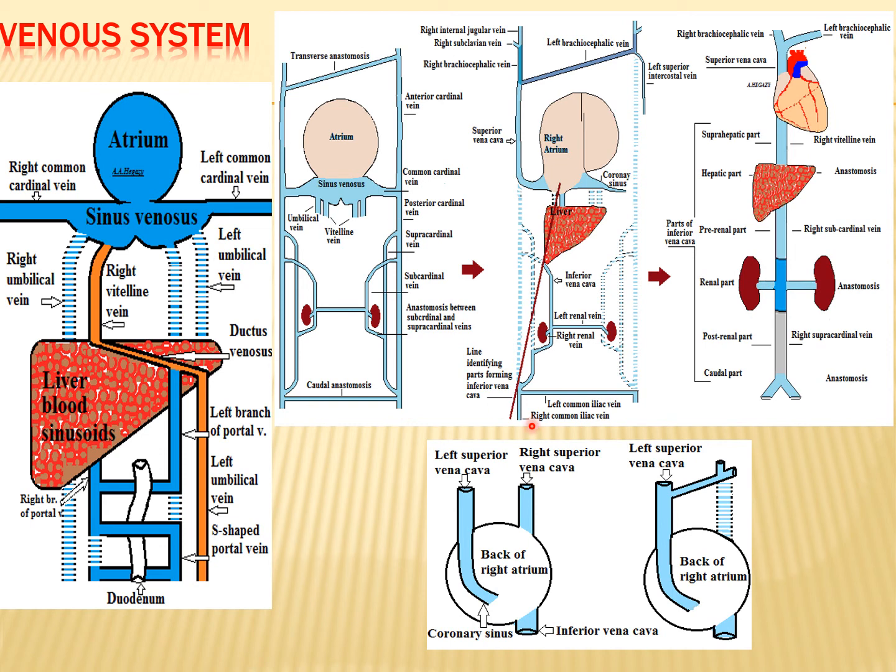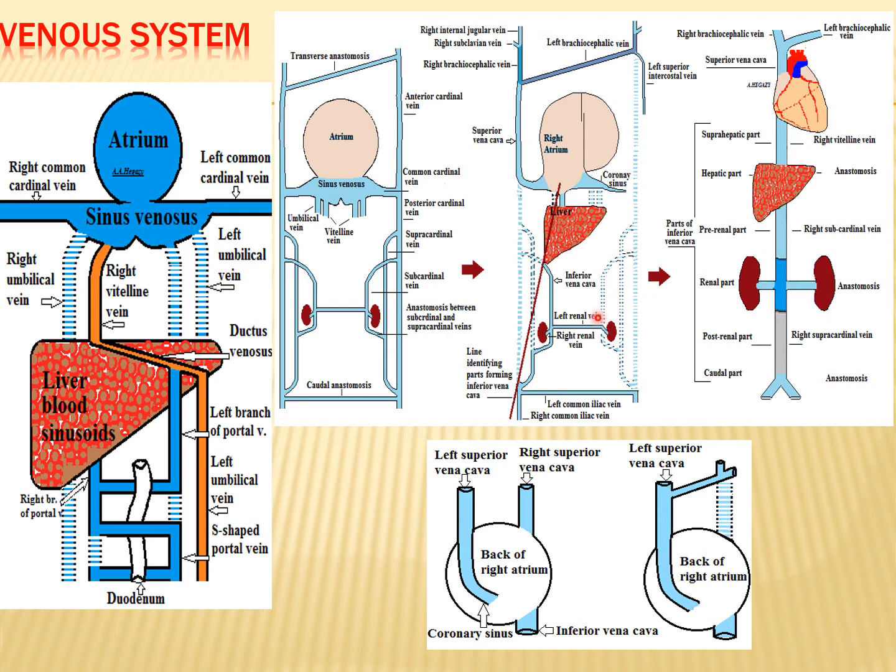Congenital anomalies of the great veins. Absence of the inferior vena cava is due to failure of development. In this case, the blood from the lower half of the body is drained through the azygos vein and the superior vena cava. This is a complete failure of the inferior vena cava.